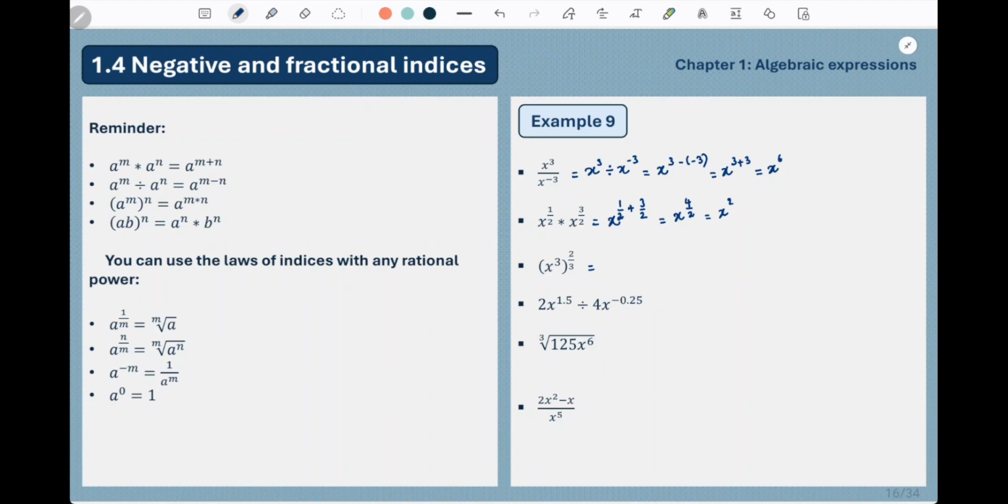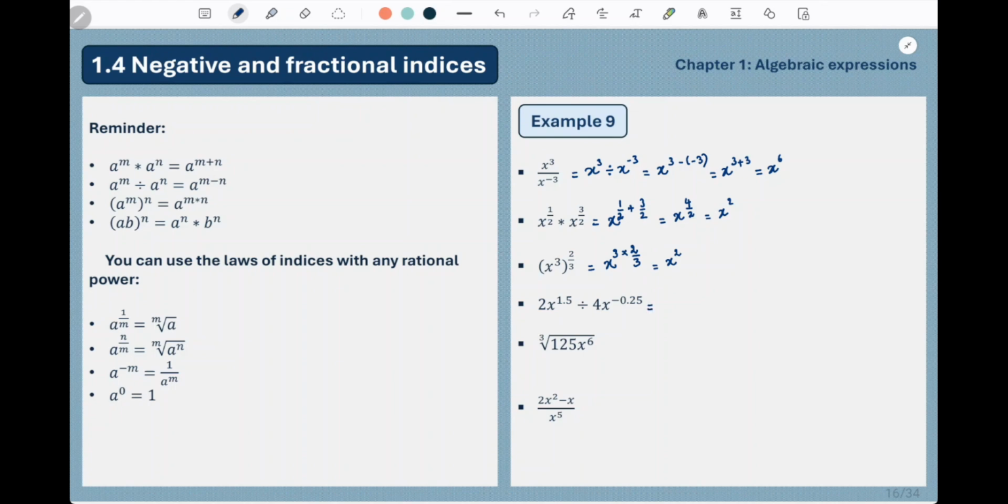So for the third one, what does it look like? It looks like we have to use this one over here. So yes, we're going to use it. The m here is 3 and my n is 2 over 3. Okay, simplifying 3 over 3, it becomes 1, and we end up with x to the power of 2.